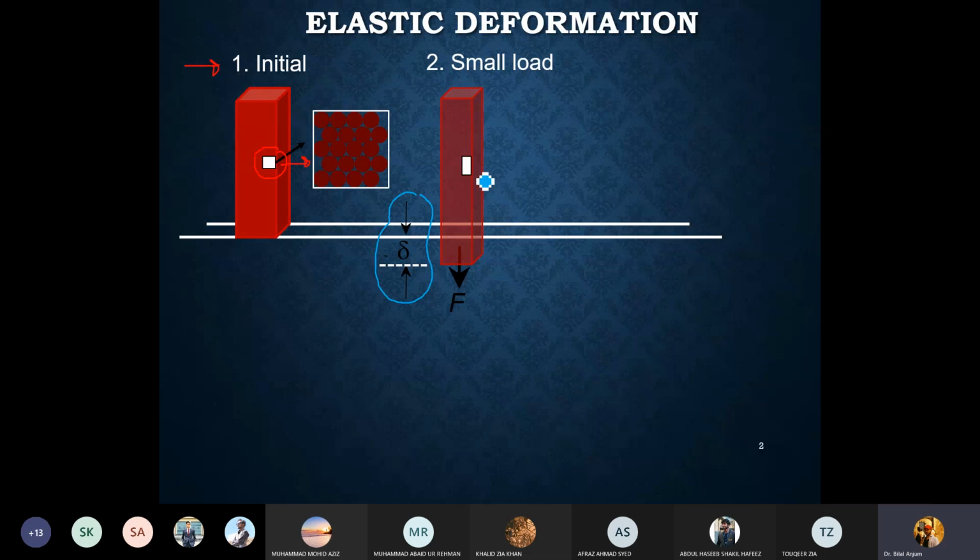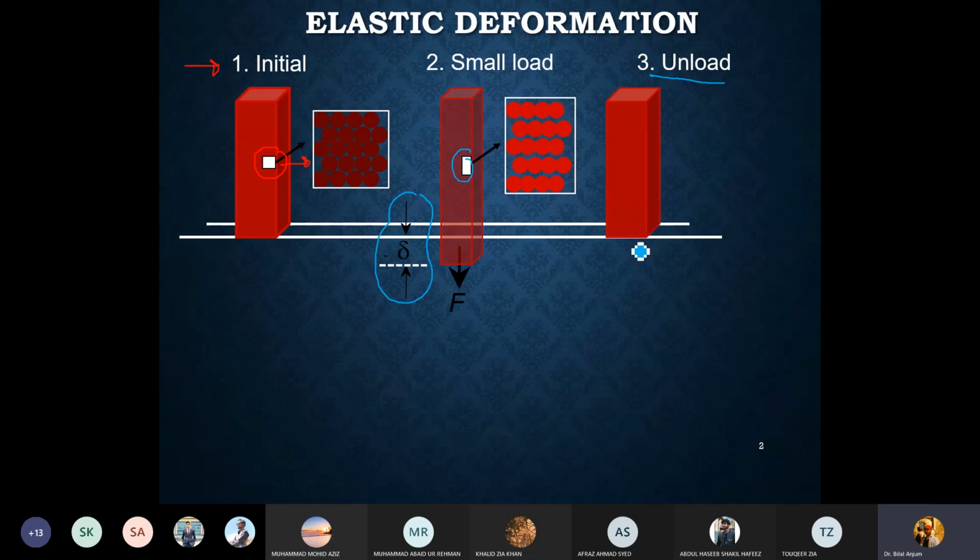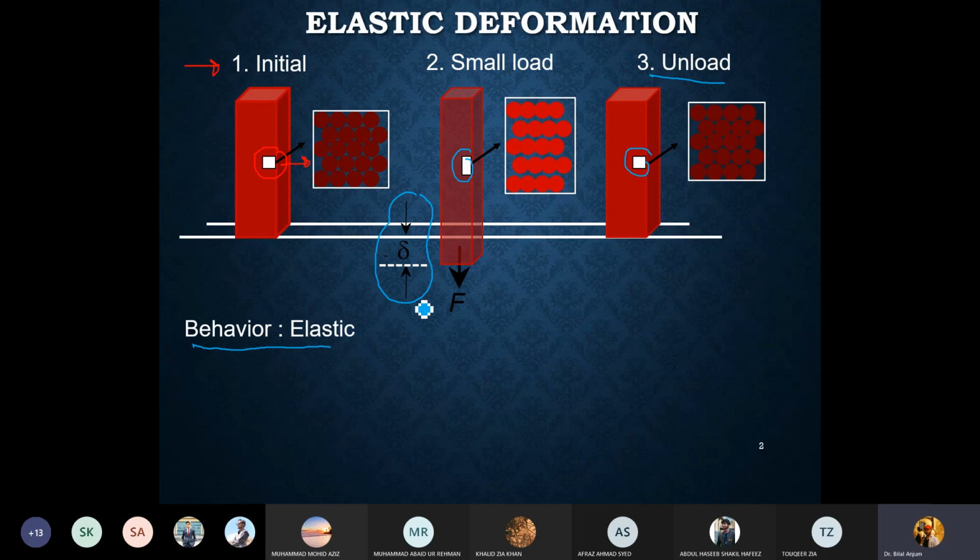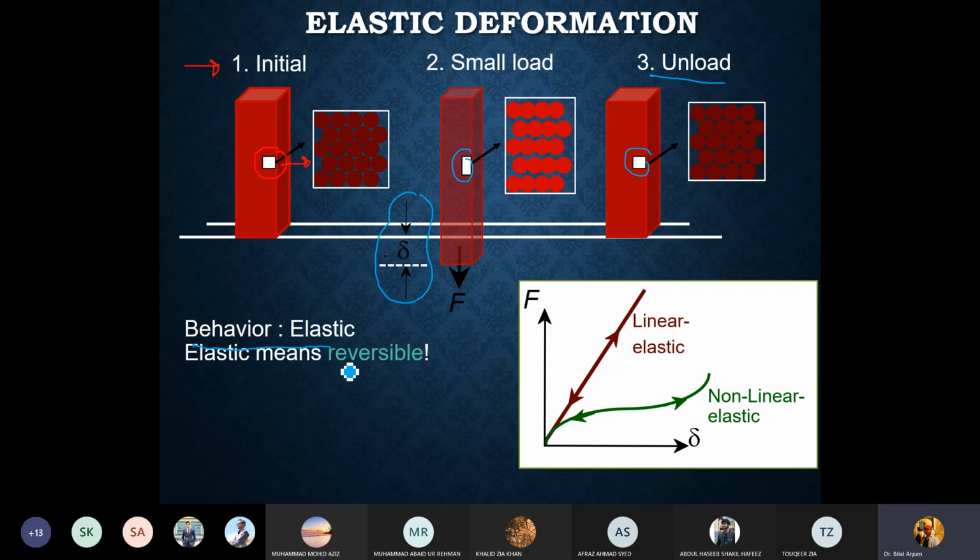And if you look at the bonds of atoms in this region, you would see that the bonds are stretched in the direction of the application of force. Now, as soon as you remove this force or unload this external force, you would see that the bar gets back to its original position and the atoms also get back to their original position. This behavior is known as the elastic behavior. And when you plot the force versus displacement graph and want to show the elastic behavior, you basically represent it in a reversible manner.